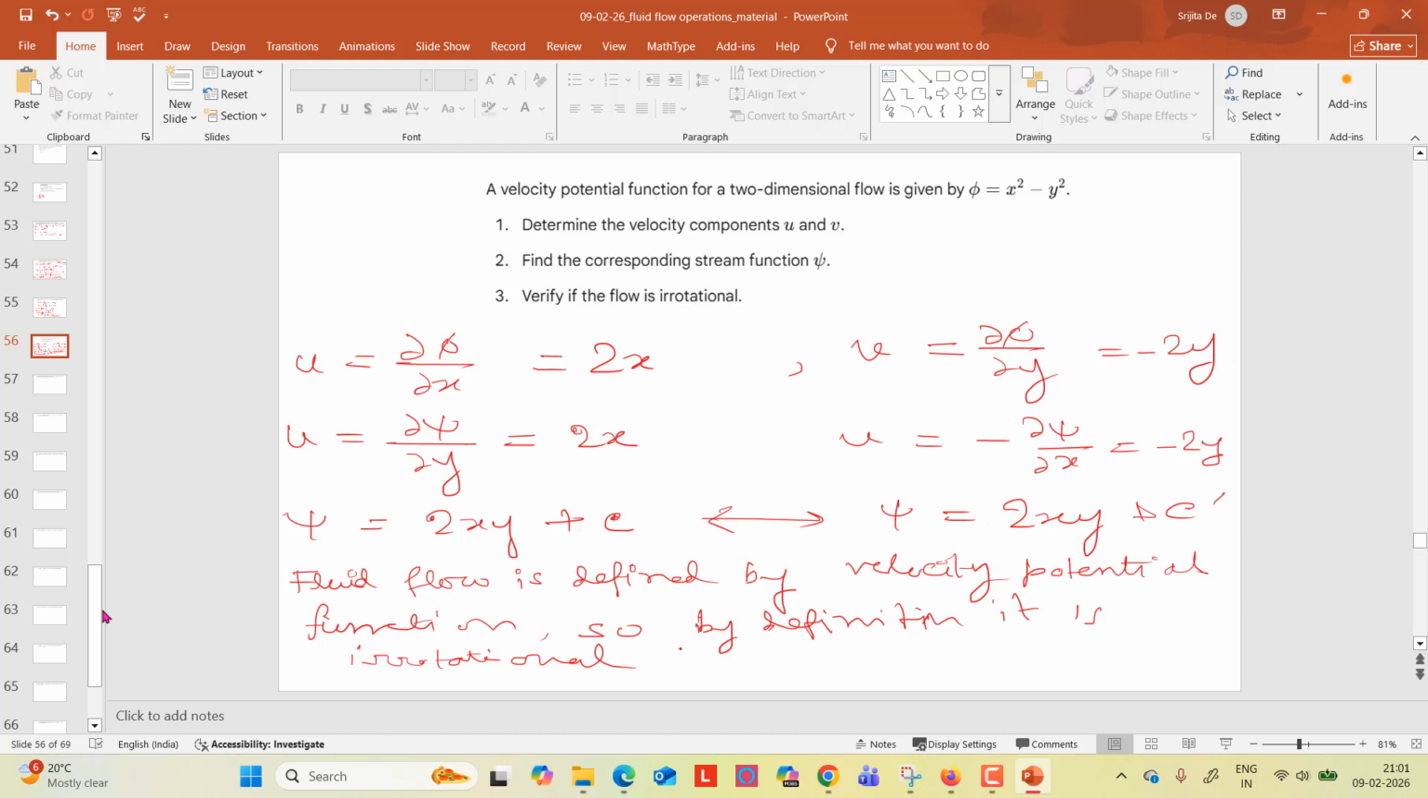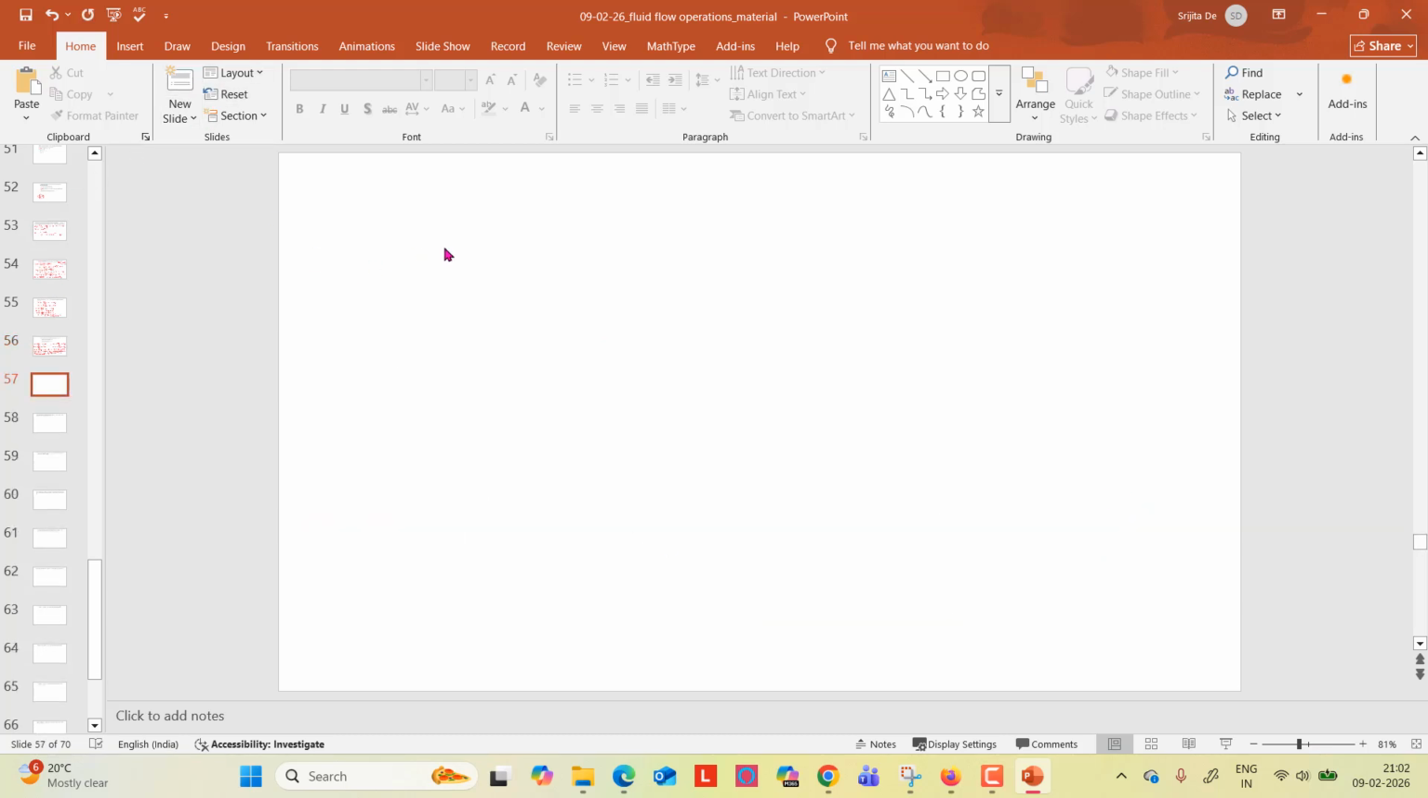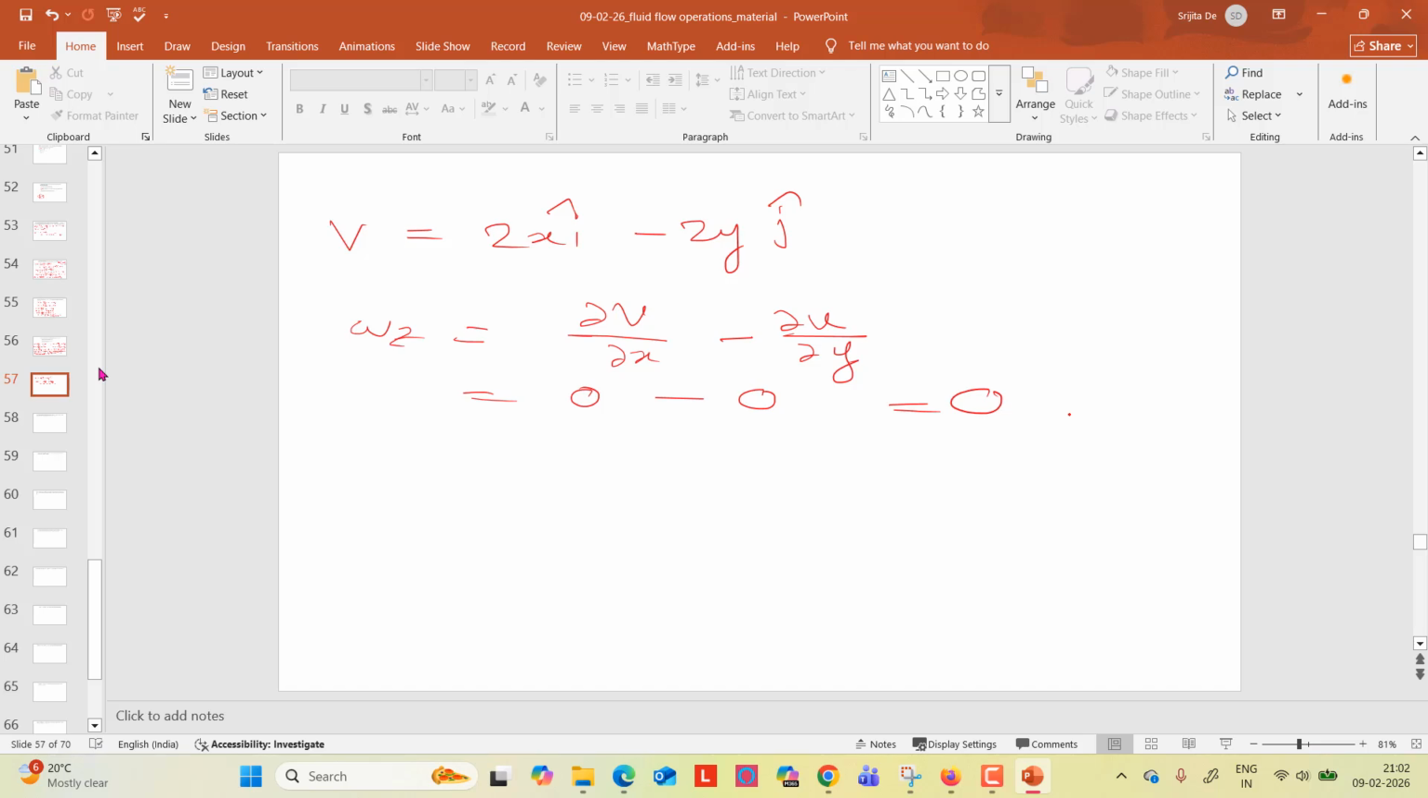Or if you want to prove it, you know that the velocity vector will be 2x i cap minus 2y j cap, right? So the omega z component will be del v del x minus del u del y. Del v del x is 0 minus 0, it is 0. Omega z is 0, so this is also irrotational.